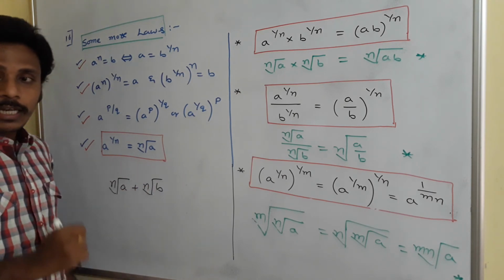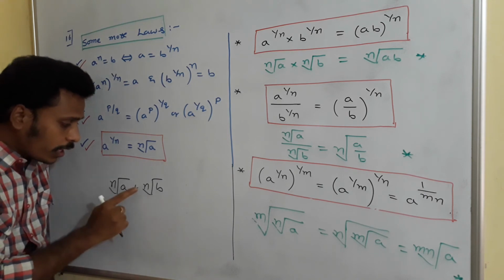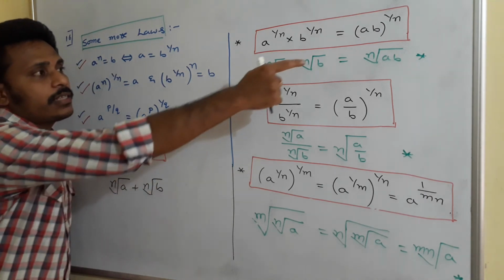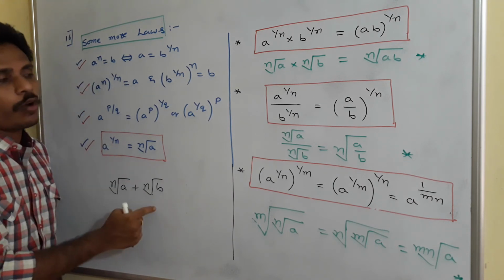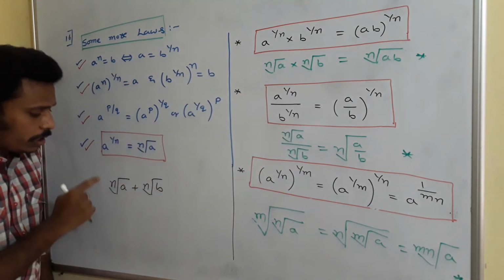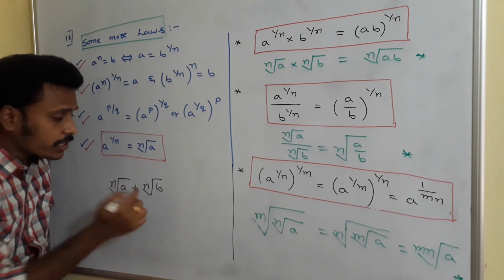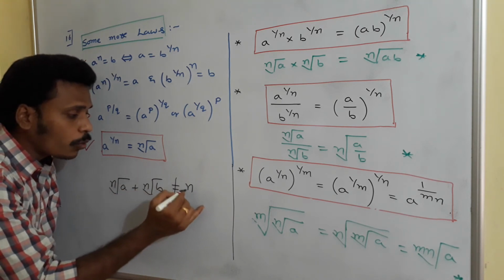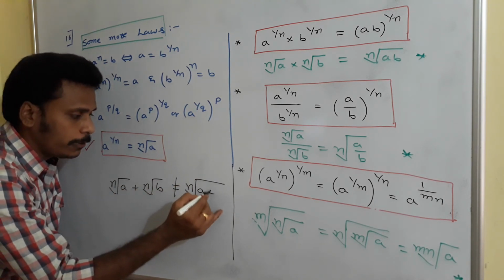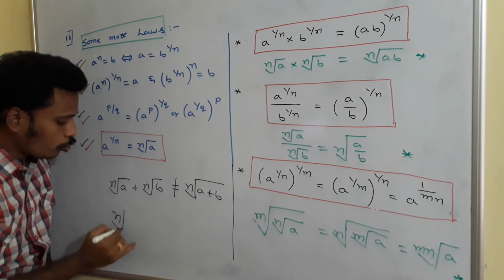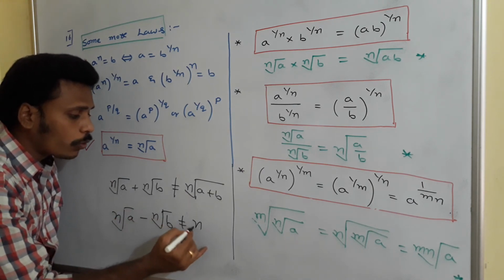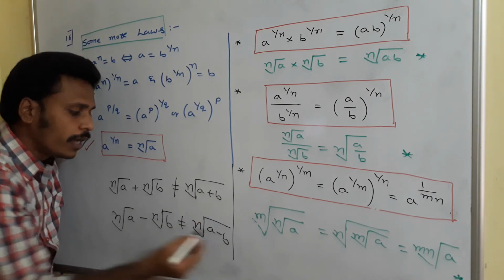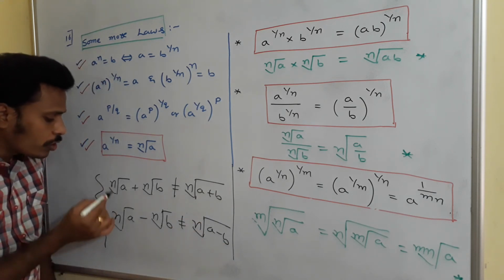Everybody just observe. Nth root of a times nth root of b is nth root of ab. Nth root of a divided by nth root of b is nth root of a by b. But nth root of a plus nth root of b is not equal to nth root of a plus b. In the same way, nth root of a minus nth root of b is not equal to nth root of a minus b. Here I am just mentioning using nth roots.